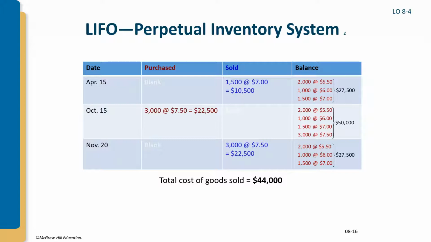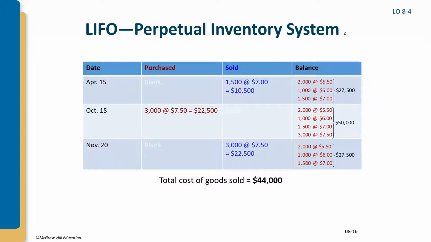Now we add 3,000 more, a new purchase. So you can see we have 4 layers now. The 3 that we were with just a few seconds ago, and then another purchase. Now watch what happens. When we sell 3,000 cups on November 20th, we go back and we say, what's our newest inventory? The ones we just bought at $7.50. We assume we sold those.